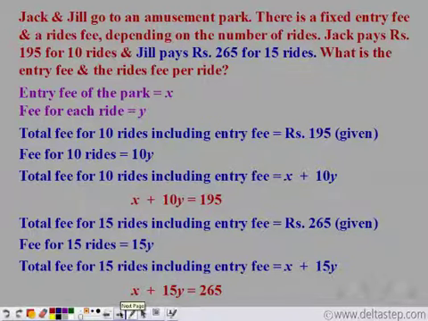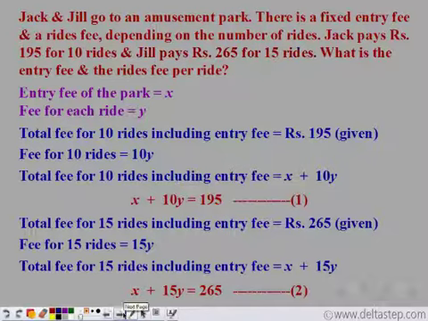Now look at these two. So this is an equation in two variables x and y, and this is a linear equation in these two variables. Even this is a linear equation in two variables x and y. So we call these equation 1 and equation 2. Now we know how to solve linear equations in two variables. So let us solve these two equations to get x and y and find the value of these unknowns.